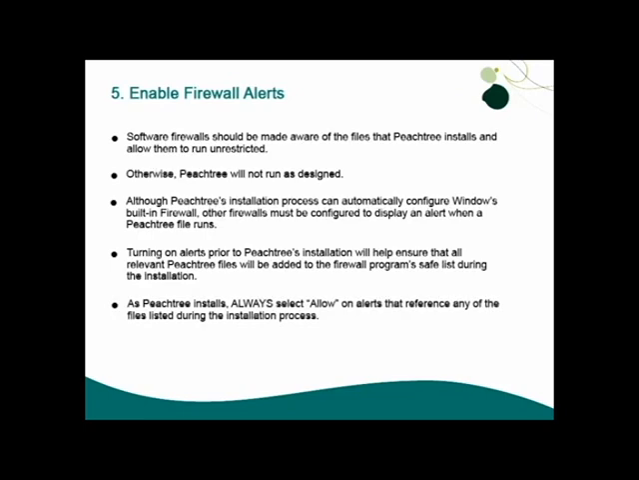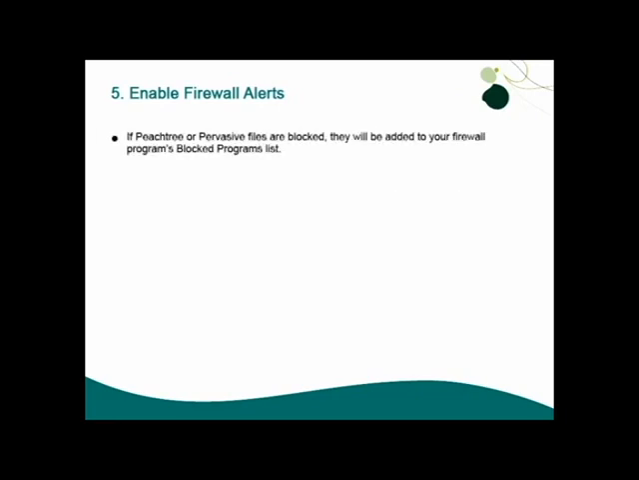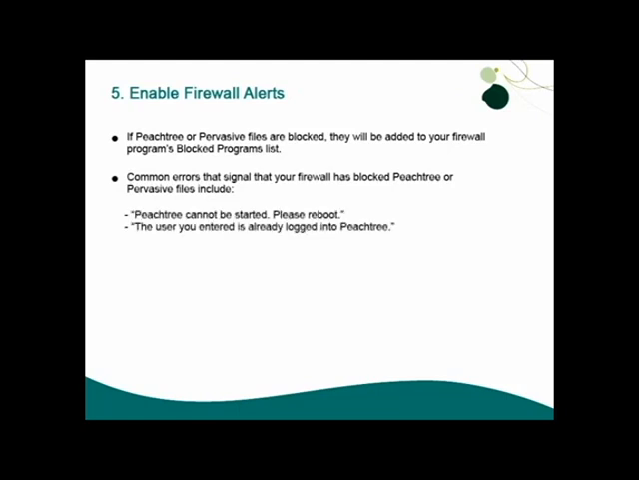As Peachtree is installed, always select Allow on alerts that reference any of the files listed during the installation process. If your firewall program blocks these files, they will be added to your firewall's blocked programs list and Peachtree will not run properly. Common errors that signal that your firewall has blocked Peachtree files include "Peachtree cannot be started, please reboot" and "The user you entered is already logged into Peachtree."